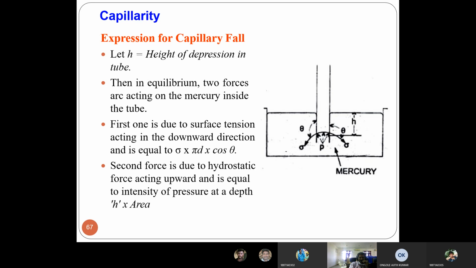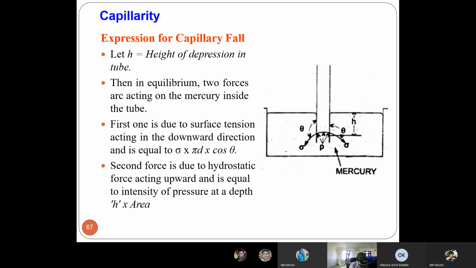First one is due to surface tension and acting in the downward direction. This force is equal to sigma pi d cos theta. Sigma cos theta is the vertical component of the tangential force, and pi d is the circumferential length. Therefore, the tangential force acting along the length of circumference is equal to sigma pi d cos theta. Second force is due to hydrostatic force. From the bottom side, hydrostatic force will act.